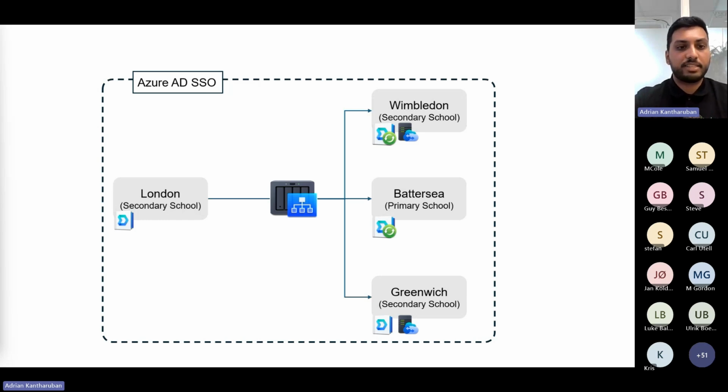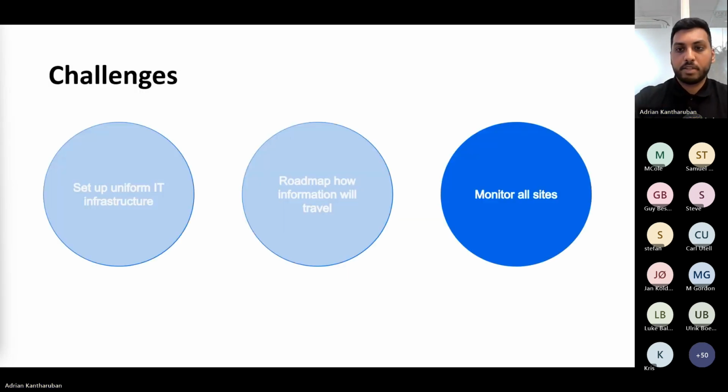We have Azure SSO handling, basically meaning that anyone from London, all the staff from there, can go to Wimbledon, Battersea, or Greenwich and can use their same login credentials to access their data as well as the NAS. So what's the final hurdle? The final hurdle is how do we monitor all those sites?